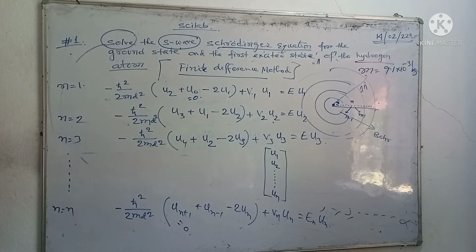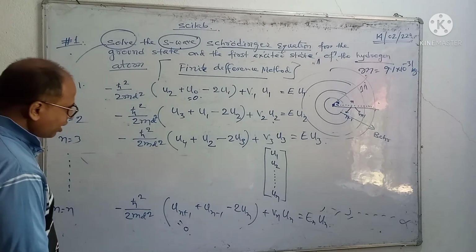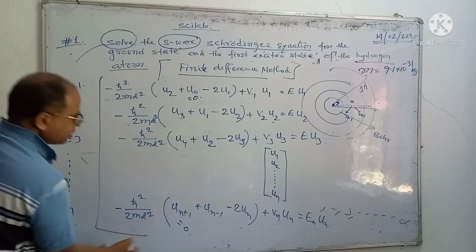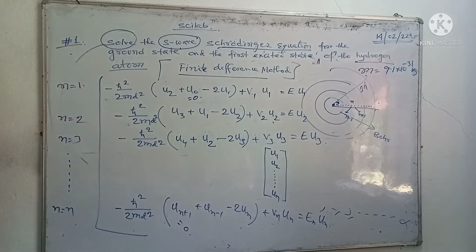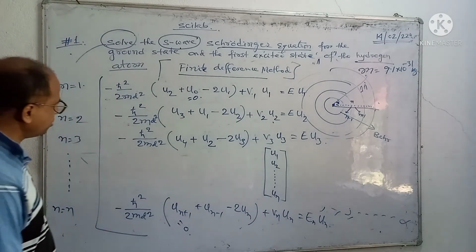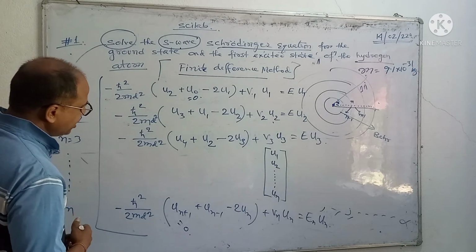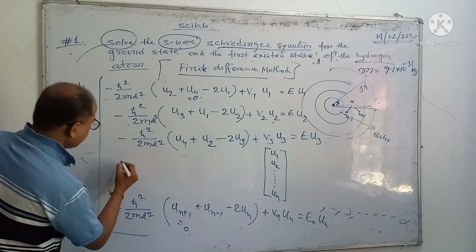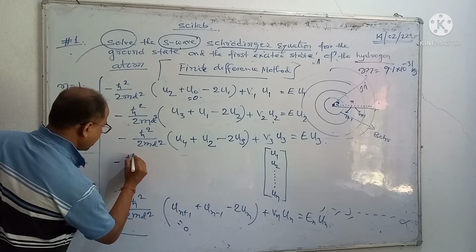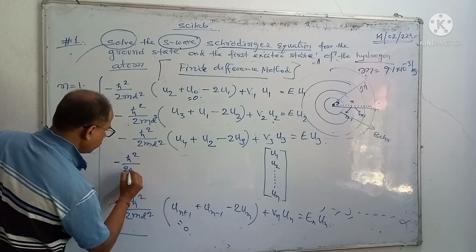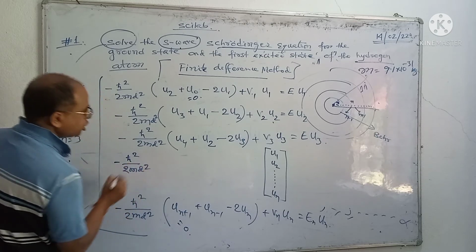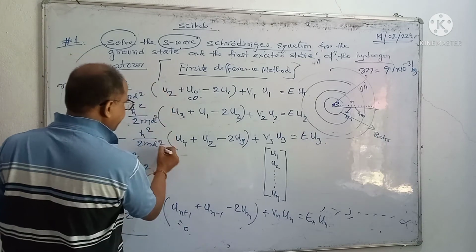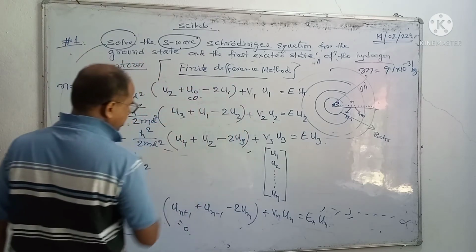Now I will write this set of equations in matrix form. How can you write? You see, in the matrix form, minus h cut square by 2m d square, this I have to write. This is the kinetic energy term.